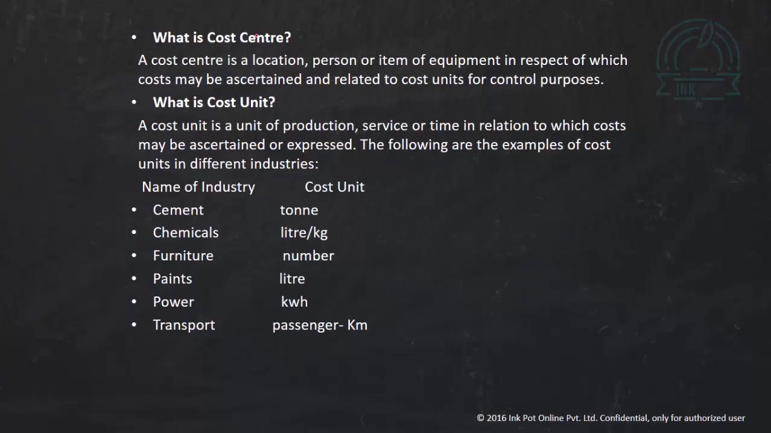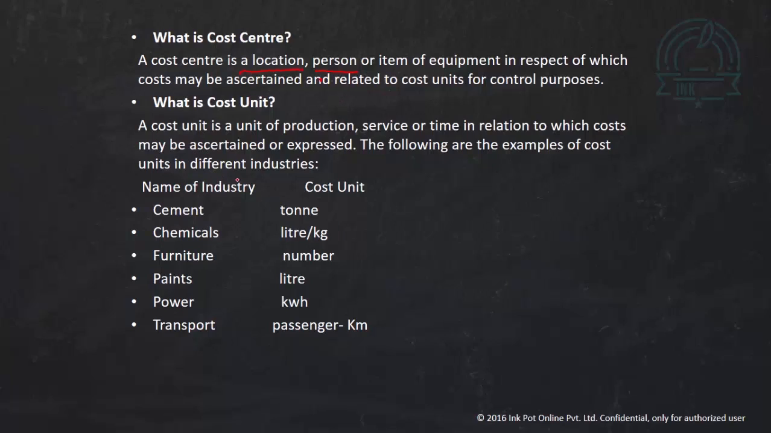Let's say I have a branch. I want to calculate how much my organization is spending on my particular branch, say in Mumbai. So this will be a location. I'm calculating the total expenditure incurred on a branch, so my cost center can be a location. Now I want to know how much my company is spending on a particular manager. So here my cost center will be a person. So cost center means that for which we are going to calculate the cost.